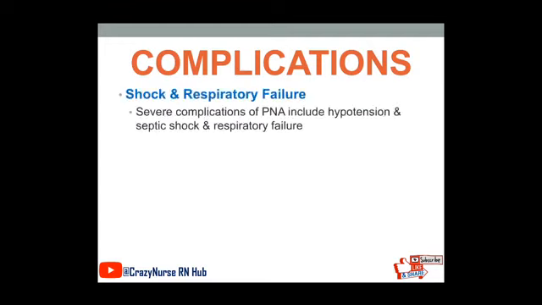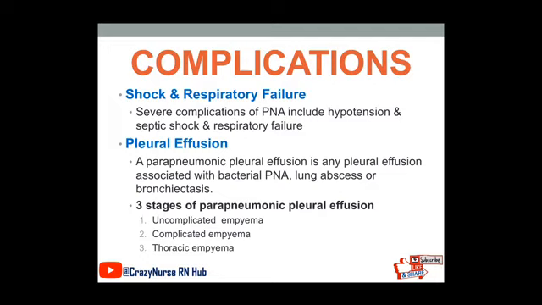Complications. We have shock and respiratory failure. So severe complications of pneumonia include hypotension and septic shock and respiratory failure. We also have pleural effusion as one of the complications of your pneumonia.